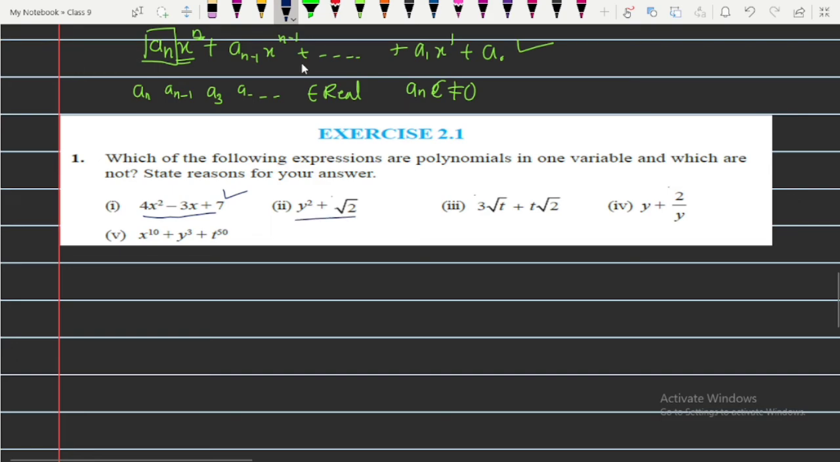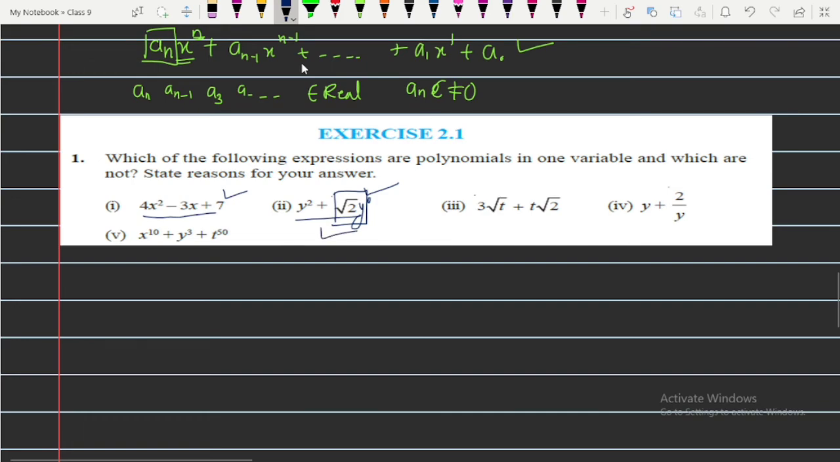And here, y square plus root 2, it is also a polynomial. Yes, because the power of the variable y is 2, so root 2 is a constant here. It is a constant term, so the variable is not there. Okay, it is there, but in the form of y raised to 0. So the power of the variable is a whole number, so you can say it is a polynomial.